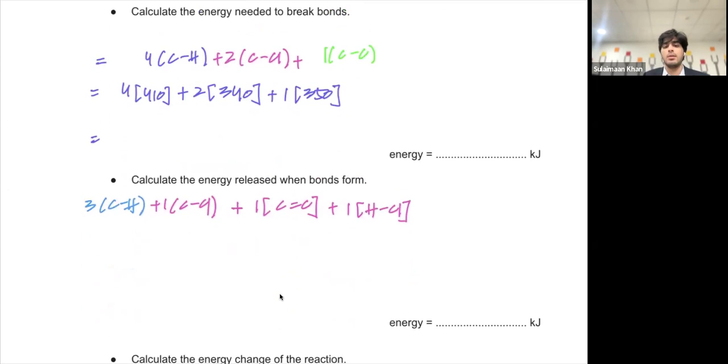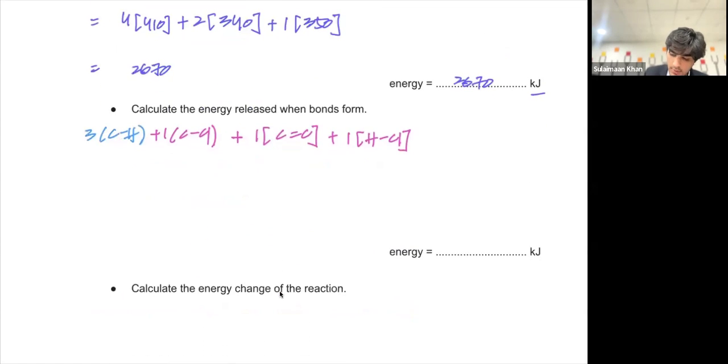What do we get? 2670, everybody. Is everybody ending up with 2670? So 2670. Should I add a positive or negative sign? No, it's energy. Energy is in kilojoules.